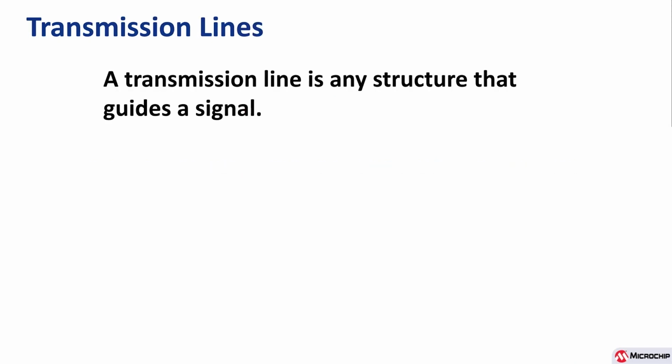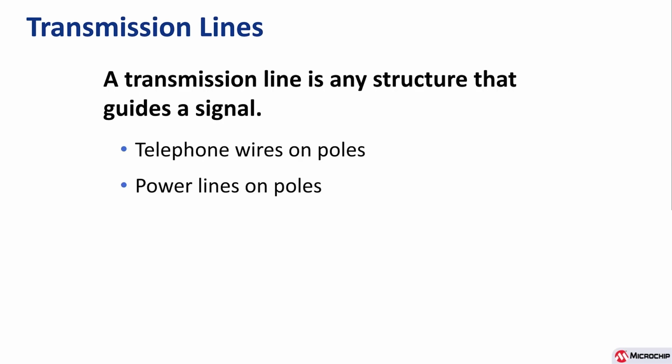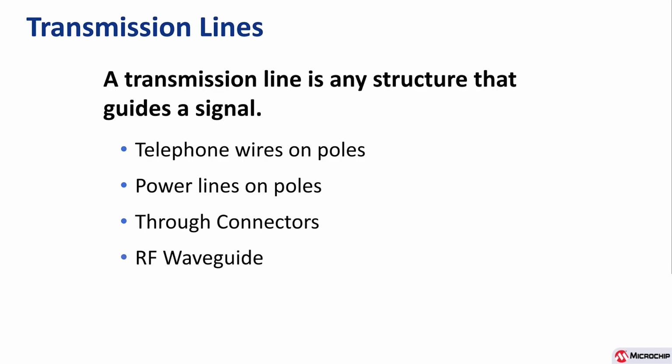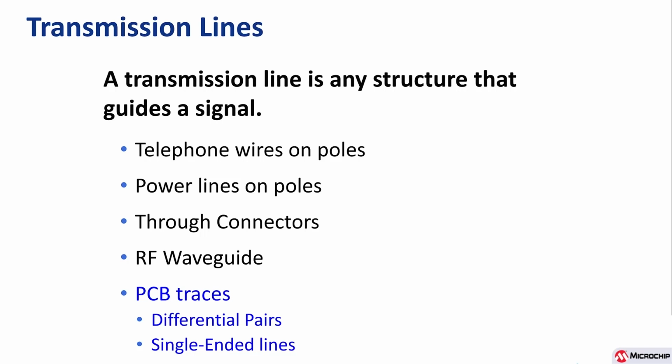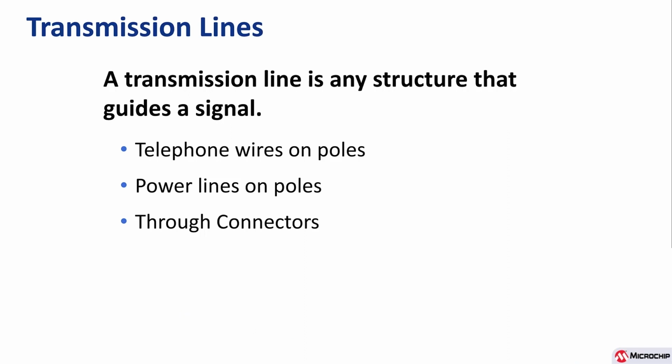What is a transmission line? It's any structure that guides a signal. In our case, we're talking about electronic signals. So we're talking about things like wires on telephone poles, power lines, signals that go through connectors, RF waveguides, and mostly in this discussion, we're going to be focusing on PCB traces. And we have differential pairs, which are two lines that are routed so that they do couple and are exposed to the same environments as the signal traverses from one end to the other. Or single-ended lines, which are single line that goes somewhere and its return path is defined elsewise. It doesn't have a companion signal.